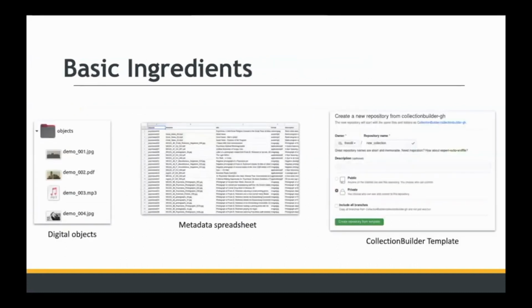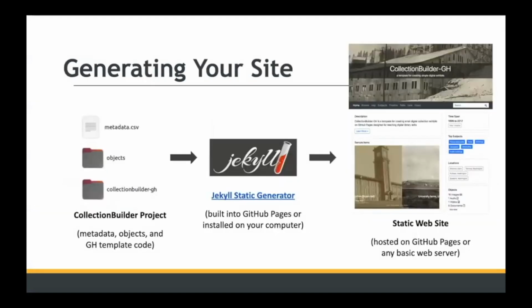So there are a few basic ingredients needed to build a digital collection website with CollectionBuilder, including metadata, digital objects, and the CollectionBuilder template, which we just discussed. After creating a spreadsheet of collection metadata in Google Sheets and curating a corresponding folder of digital objects, you will add the metadata and the objects to the CollectionBuilder GH template. After you add your metadata and digital objects to the CollectionBuilder GH template, you will need to edit some configuration files and content in the template.